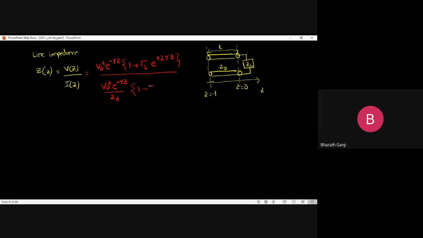So this is the expression for current, which has 1 minus tau L e power plus 2 gamma z. If you see, I can cancel out this V naught plus term, and I have the answer: Z of z is Z naught times (1 plus tau L times e power plus 2 gamma z) divided by (1 minus tau L e power plus 2 gamma z). I can still simplify this, because tau L is nothing but (ZL minus Z naught) by (ZL plus Z naught).